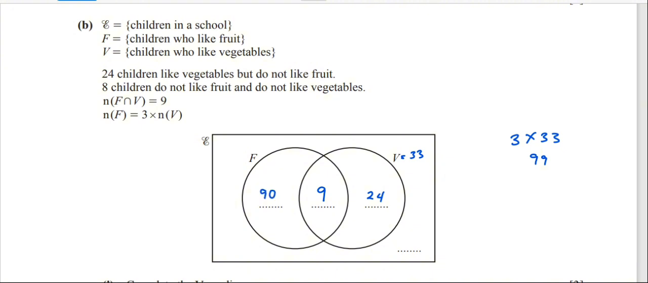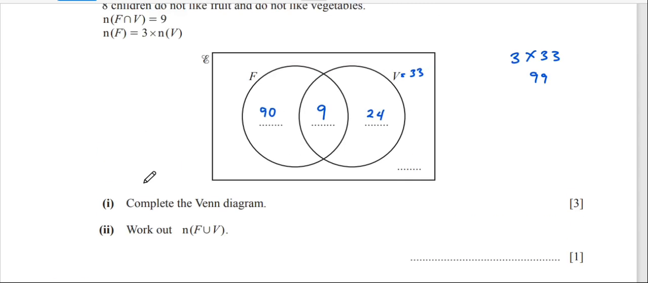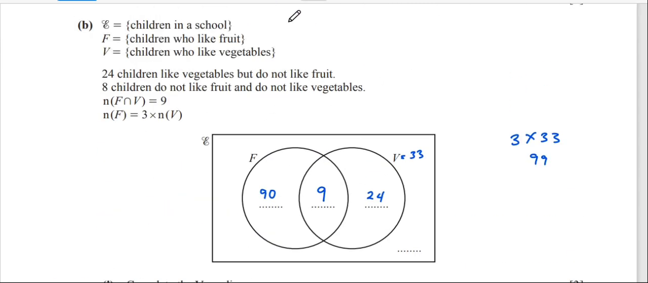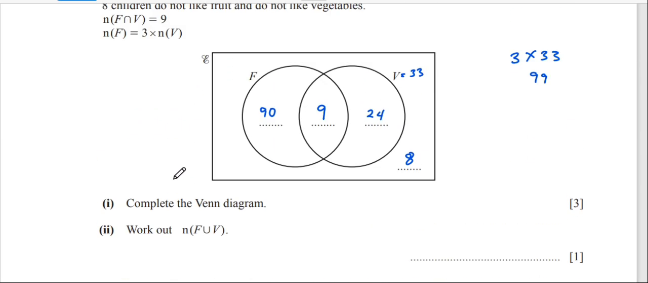So they say complete the Venn diagram. We have done that. They also say that 8 children do not like fruit and do not like vegetable. So we'll come here and write 8. All right. So work out the number of fruit union vegetable. So the total number of fruit union vegetable is going to be 90 plus 9 plus 24.